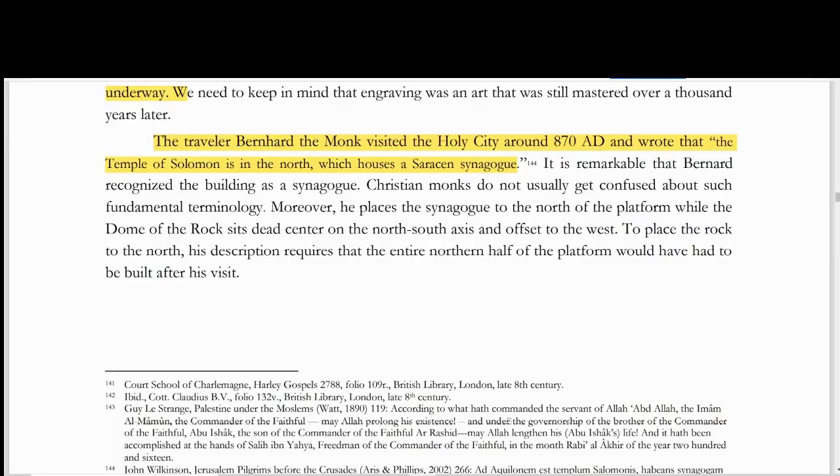And notice what he calls it: synagogue. It is remarkable that Bernard recognized the building as a synagogue. Christian monks do not usually get confused about such fundamental terminology. Moreover, he places the synagogue to the north of the platform, while the Dome of the Rock sits dead centre on the north-south axis and offset to the west. To place the rock to the north, his description requires that the entire northern half of the platform would have had to be built after his visit.